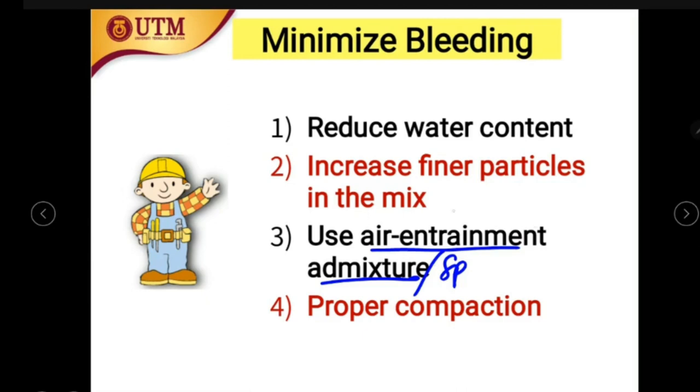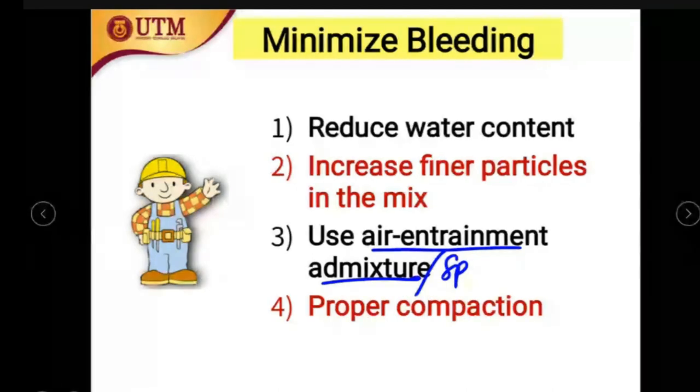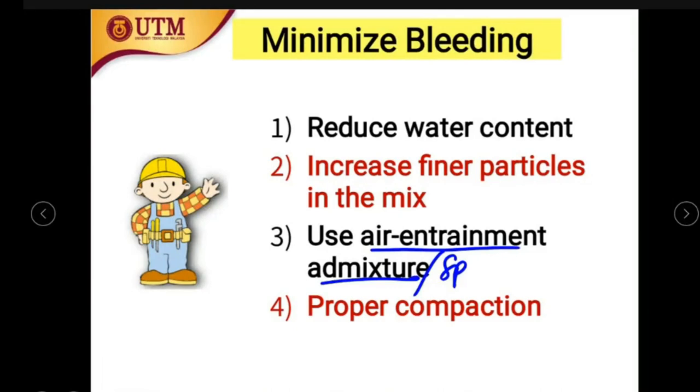Air entraining admixtures are actually not that common in our tropical countries, because an air entraining agent is an admixture to prevent the freezing and thawing effects on concrete, which normally happen in four-season countries. When we put air entrainment agent inside our concrete mix, it creates air bubbles in the concrete, and it will also render the cement hydrophobic. So that is the bonus of using air entraining agent. It will increase the workability. And then the last one is proper compaction.